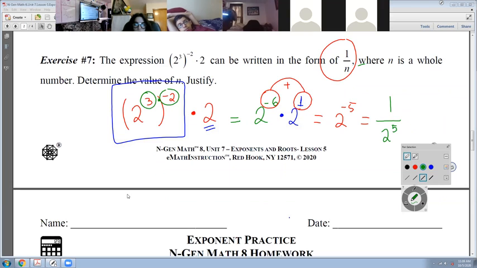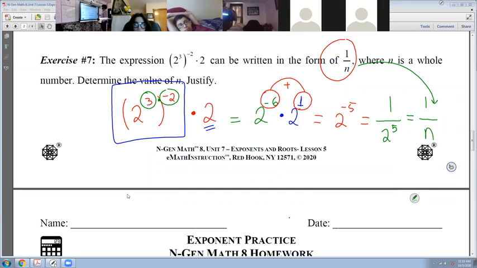Okay, we are done. It is asking me if I can use this one. What is n then? 1 over n is equal to 1 over 2 to the power of 5. And what is n then? n is equal to 2 to the power of 5. What is 2 to the power of 5? Is it equal to 10?